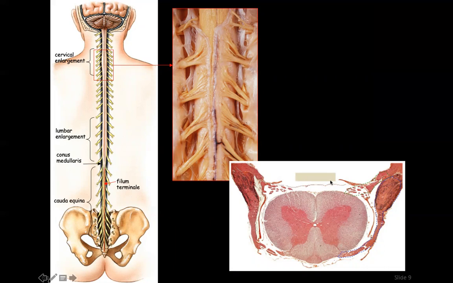And in the cervical region, this is what the spinal cord would look like. You have white matter around the outside, gray matter forming horns on the inside, and then the dorsal roots of the spinal nerves and the ventral roots of the spinal nerves. So motor on the ventral side and sensory on the dorsal side, merging together to make one spinal nerve.